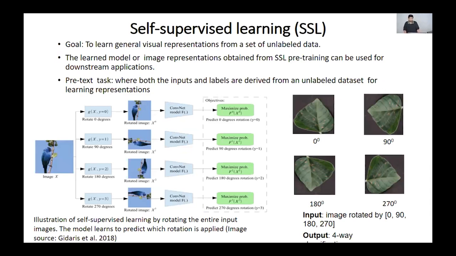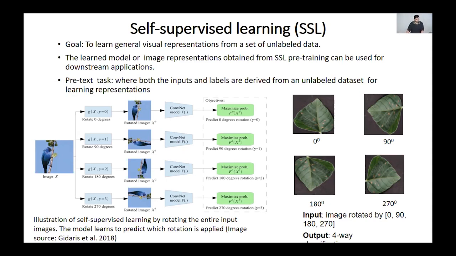So the goal of self-supervised learning is to learn general visual representations from unlabeled data. The learned model or image representation obtained from self-supervised learning can be used for many downstream applications. So in this image, you are seeing, we are going to artificially create labels by rotating our input images. So we are not asking for labels from any grad students, but what we are going to do is, given an image, we rotate it into 4 different angles, and then try to predict the rotation of the image using a neural network.